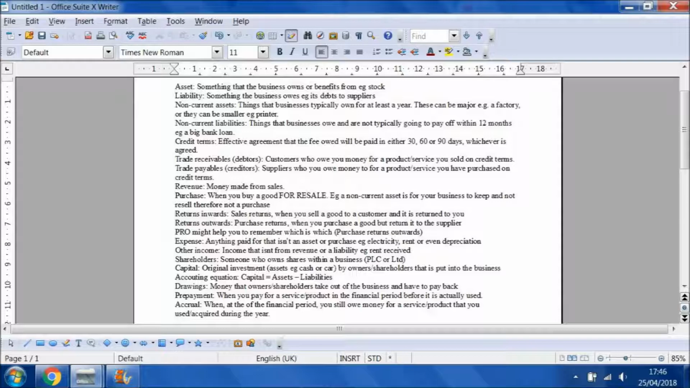A prepayment is when you pay for a service or product in the financial period before it is actually required or used. An accrual, on the other hand, is when at the end of the financial period you still owe money for a service or product that you used or acquired during the period that has just finished.